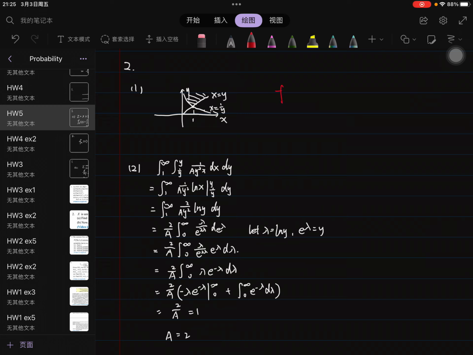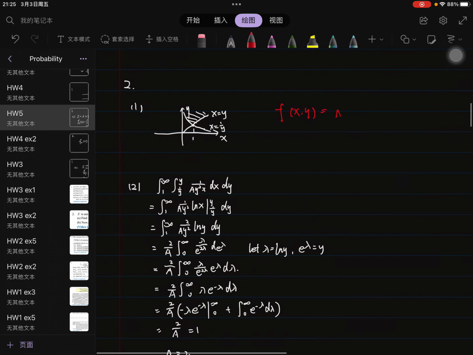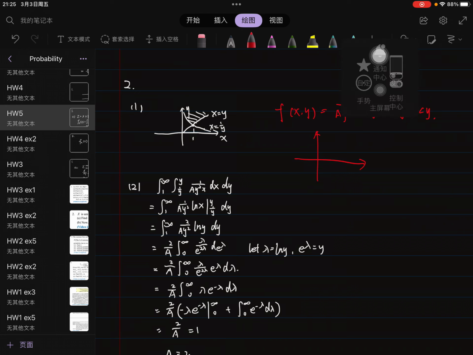We are firstly given that the joint density function of x and y is equal to this, where y is larger than 1 and x is larger than 1 over y and smaller than y. So for the first question, it asks us to draw the non-zero definition region of f(x,y). This question is really simple.